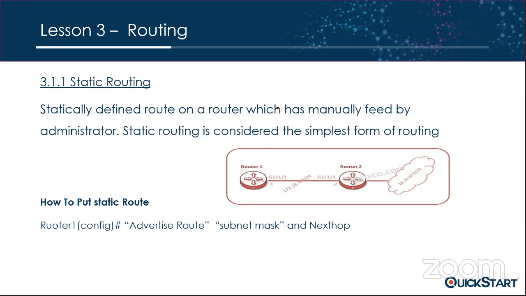So it's a statically defined route on a router which is manually fed by the administrator, right? You need to put it in manually before starting the routing. Static routing is considered the simplest form of routing. How do you put a static route in a router? You are in global mode, right? You put the route which needs to be advertised, the subnet mask of the route, and the next hop.